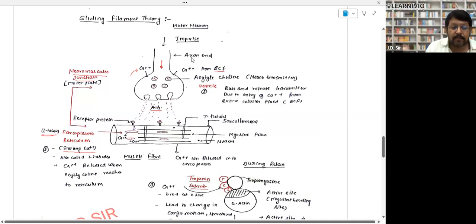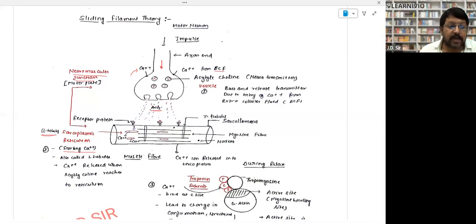The first thing that will happen when the impulse comes: calcium ions will start coming inside the neuron. Try to understand. They will start absorbing calcium ions from outside, from the extracellular fluid, ECF. When calcium ions come inside, there are certain vesicles filled with acetylcholine, which is a neurotransmitter. These vesicles will start moving downward and will burst, releasing the neurotransmitter due to entry of calcium ions from extracellular fluid.